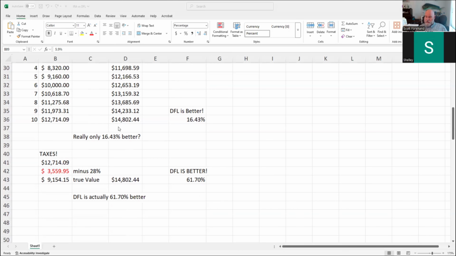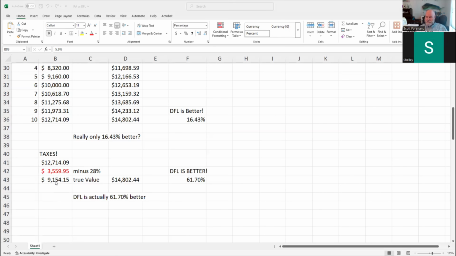The debt-free life program in this example was 16.43% better than just having the money in the market for that stretch of time. Now we're looking at taxes, and I'm using an average of 28%. So short-term capital gains taxes could be taller, plus income taxes could be taller depending on where you're at. But here's the result. The result is what you receive. It's not how much did you make, it's how much do you keep. That's really what this is all about.